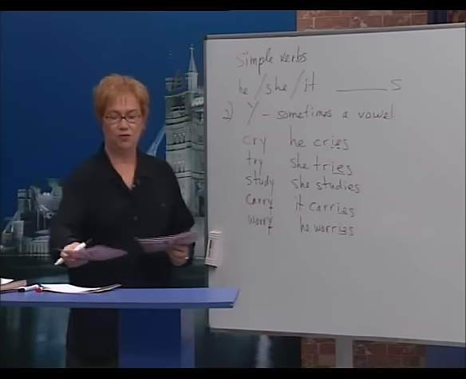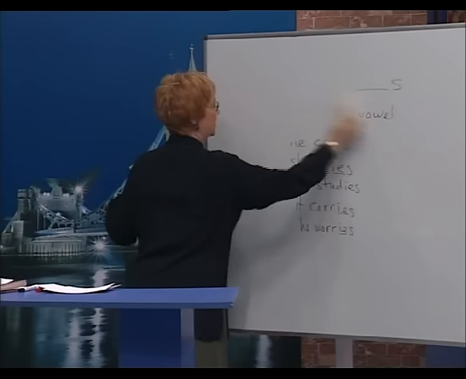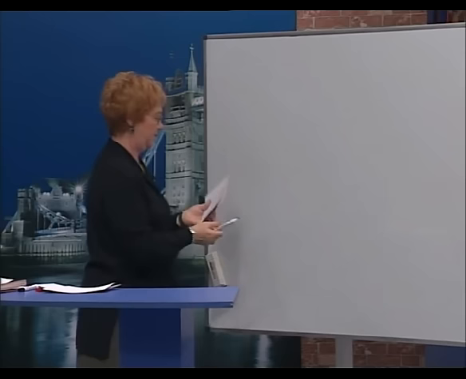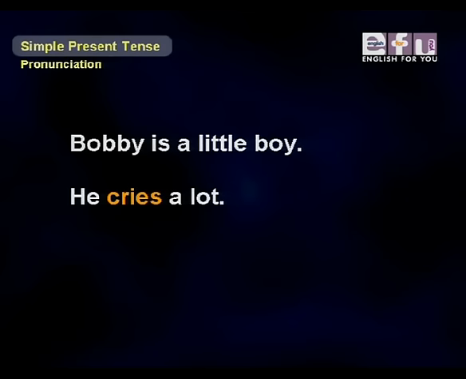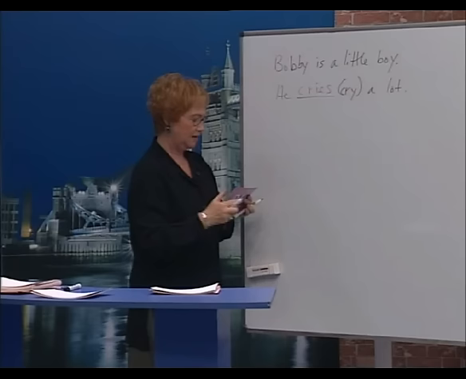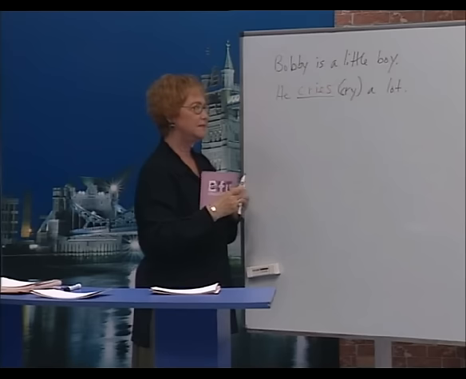So, students, assistants, here we go. One sentence at a time, and you're going to make the correct verb. It's a lovely story. Bobby is a little boy. He cries a lot. All right, Lisa, you start. Bobby is a little boy. He cries a lot. Now, spell cries. C-R-I-E-S. And why did it change? Why after a consonant. Yes, good.